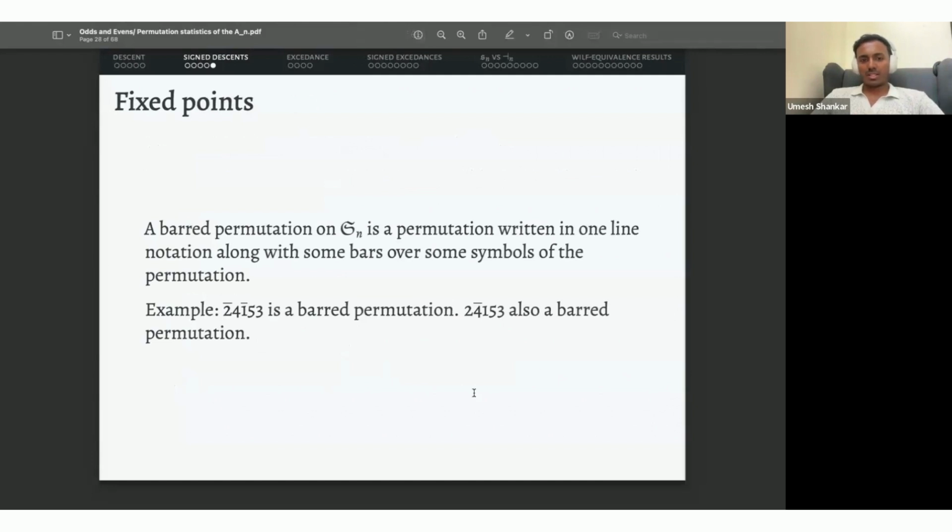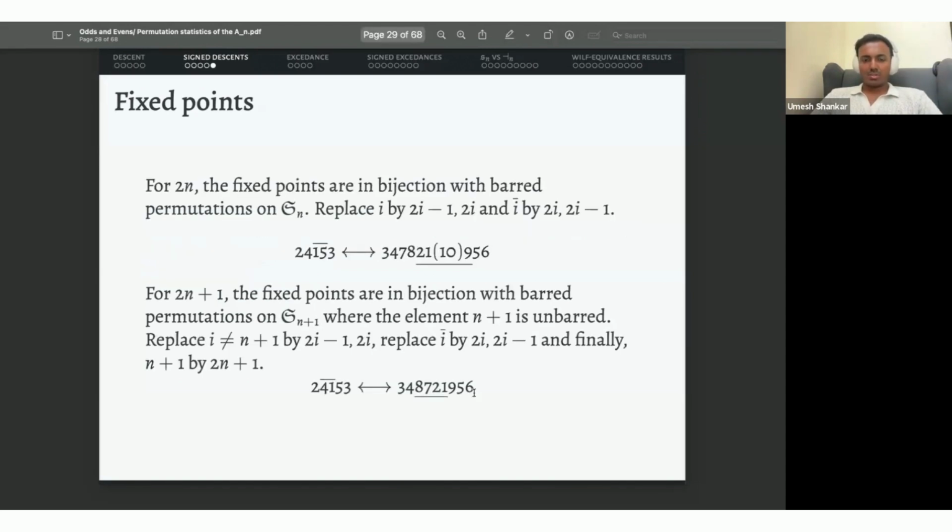Let's describe what the fixed points under this involution are. A barred permutation on Sn is a permutation written in one line notation along with bars over some symbols of the permutation. So for example, 2, 1, 2, 4, 1, 5, 3 is a permutation, and I just put bars over 2 and 1. This is a barred permutation. Or I've just put a bar over 4, so 2, 4 bar 1, 5, 3 is also a barred permutation. So we can bijectively map the fixed points under the involution to these barred permutations.